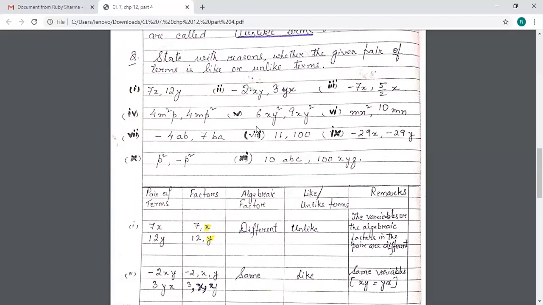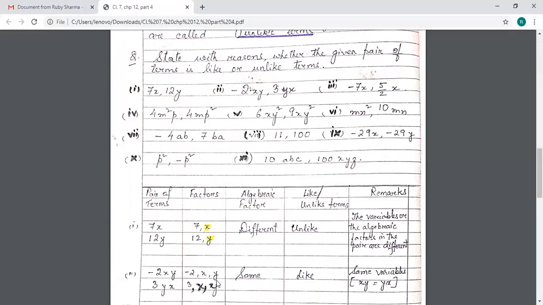The next question is minus 2xy and 3yx. So first I write the terms. Now the terms, can you see they are without commas, okay? This is a term, minus 2 into x into y. And this is 3 into y into x. So this is minus 2xy, this is 3yx. Now what are the factors here? Minus 2 is a factor, the numerical factor, x is a factor, y is a factor. Here also 3 is the numerical factor, y is a factor, x is a factor. So I wrote x first and y later on. You can do it this way.